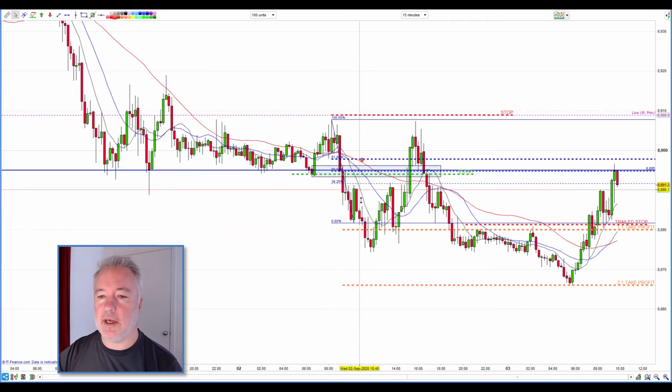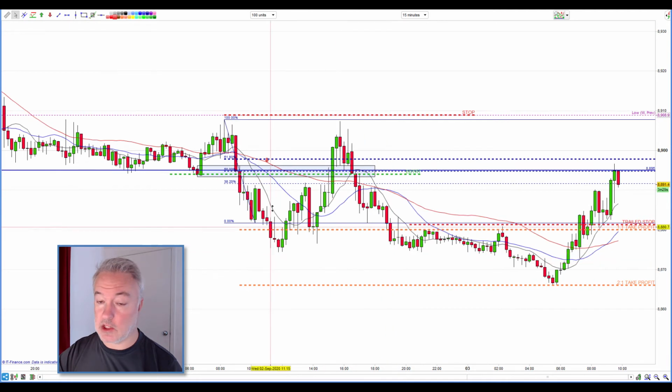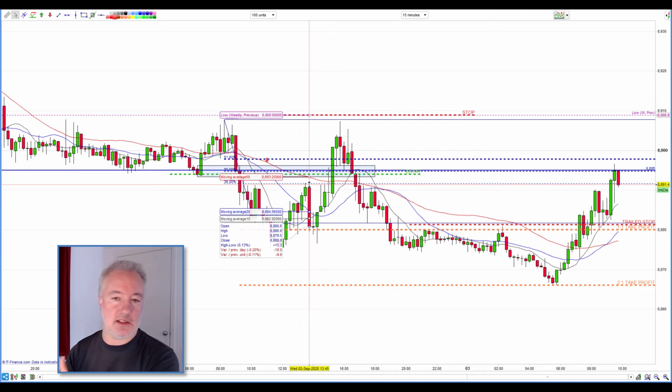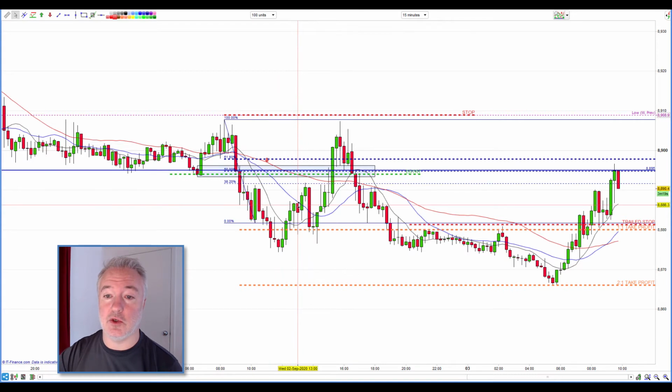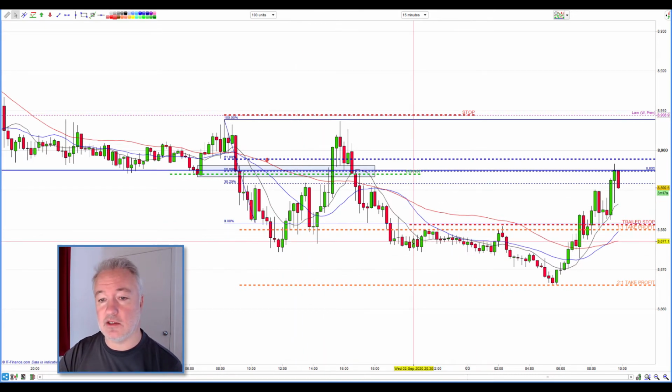The pullback and the continue down, not a problem. That's actually pretty common, pretty normal. But here's where I get a little concerned. The second move up didn't trigger me into the trade. Now, I was busy with other stuff. I didn't actually come back to the charts at this time. When I came back to it, it was actually already down here somewhere.